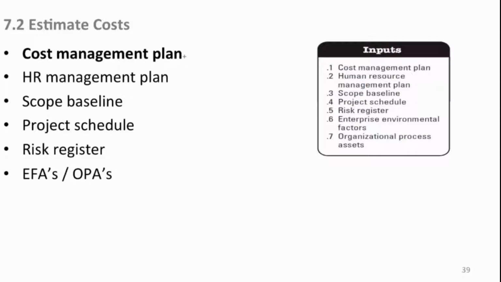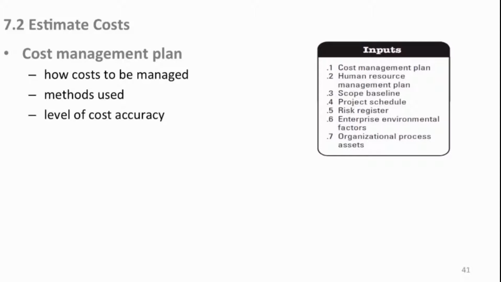What comes in as inputs to help us estimate costs? Obviously our cost management plan, elements of it: how we're going to manage costs, what methods we're going to use, levels of cost accuracy, and a whole host of other things that we talked about in activity 7.1, on how we're going to create and build our cost management plan. The human resource management plan is a big component because that has our people. It has staffing attributes, in particular their personnel rates, in addition to their calendar.